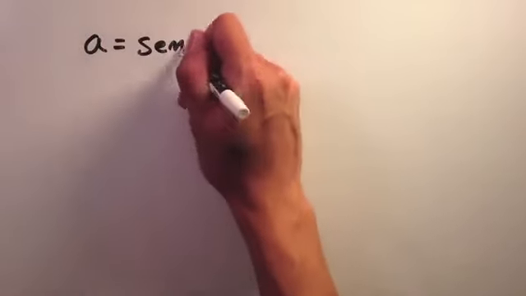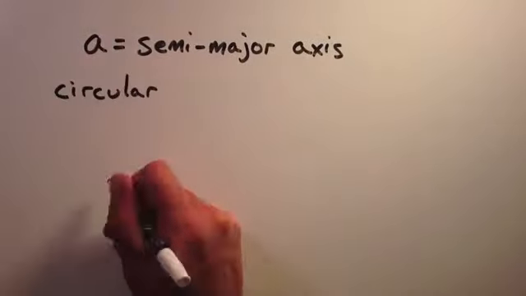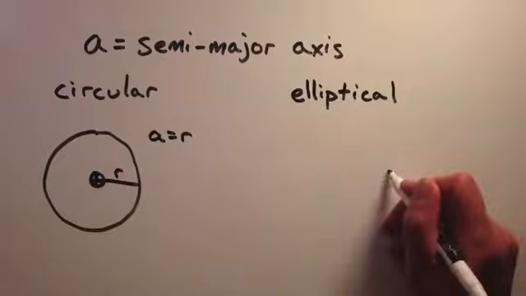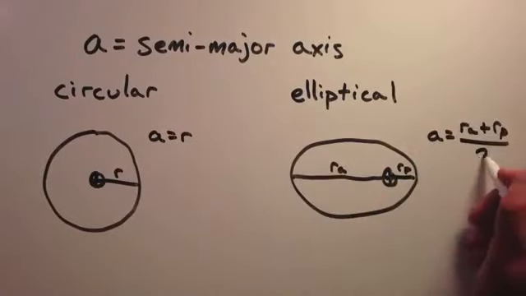A is the semi-major axis. This describes the size of the orbit. For a circular orbit, the semi-major axis is the radius of the orbit. For an elliptical orbit, the semi-major axis is the average of the radius at perigee and the radius at apogee.